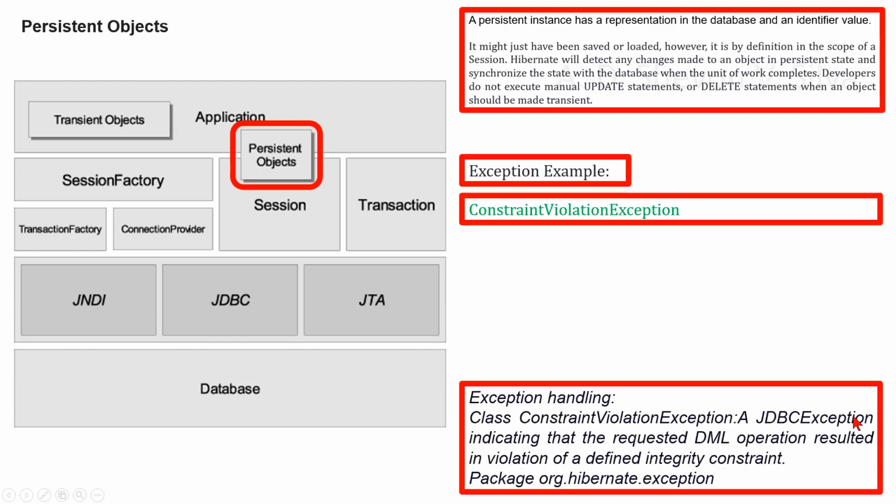Now we are considering exception handling. The ConstraintViolationException indicates some form of integrity constraint violation. This is the class ConstraintViolationException, a JDBC exception indicating that the request's DML operation resulted in violation of defined integrity constraints. This is in the package org.hibernate.exception.